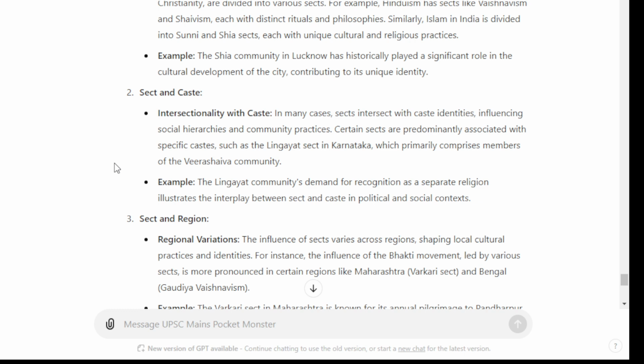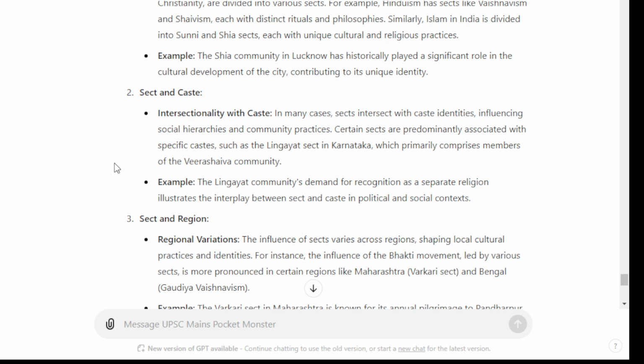Certain sects are predominantly associated with specific castes, such as the Lingayat sect in Karnataka, which primarily comprises members of the Veerashaiva community. Okay, the Lingayat is a sect, and the Veerashaiva community is perhaps a caste. The example is again the Lingayat community's demand for recognition as a separate religion, which illustrates the interplay between sect and caste in political and social contexts. So it underlines the political play of a sect. All right, so we have seen some examples.